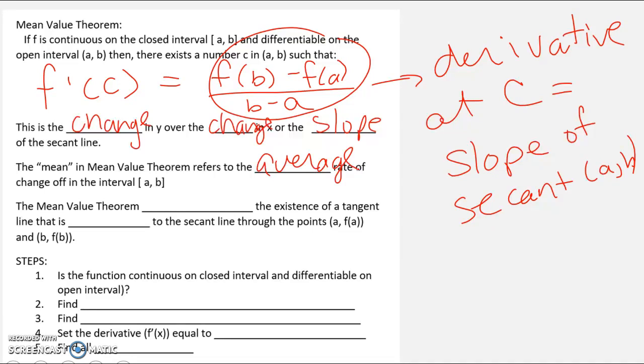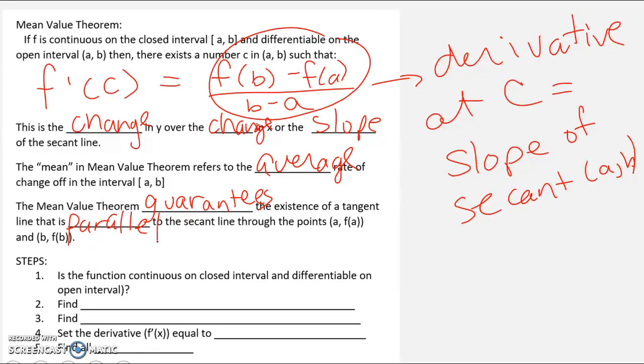The mean value theorem guarantees the existence of a tangent line that is parallel to the secant line through the points A, f of A, and B, f of B. So how can we complete this mean value theorem? The first thing you want to do is ask yourself, is the function continuous on the closed interval and differentiable? Because if it's not, then we're not even going to be able to prove the mean value theorem.